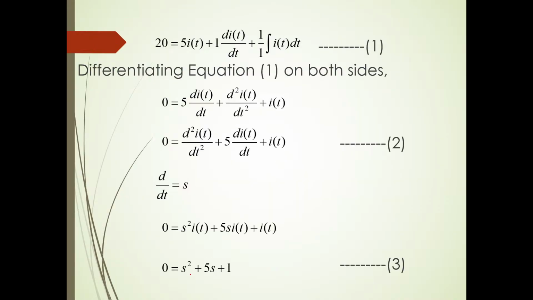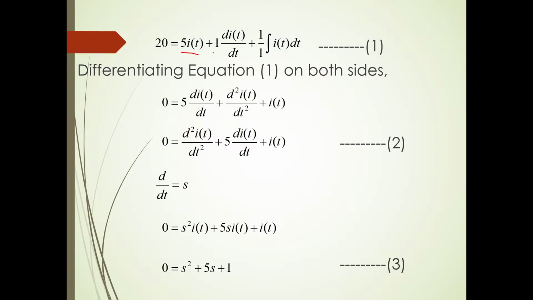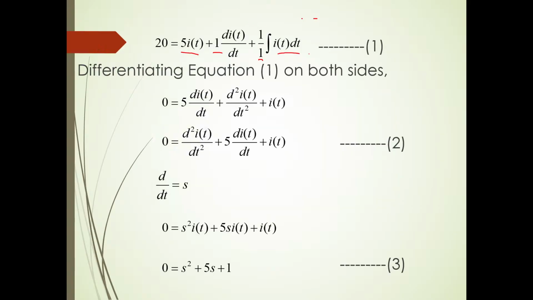I hope you have drawn this circuit. Simply apply Kirchhoff's voltage law to the above circuit, and you will get this expression. Source voltage 20 is equal to 5 into I of t, where 5 is the resistance value, plus L, which is 1 Henry, into di by dt, plus 1 by C, where C is 1 farad, into the integral of I of t dt. In the question they have mentioned current as I of t, that's why I have written it. So, a simple equation: apply KVL and write this expression.